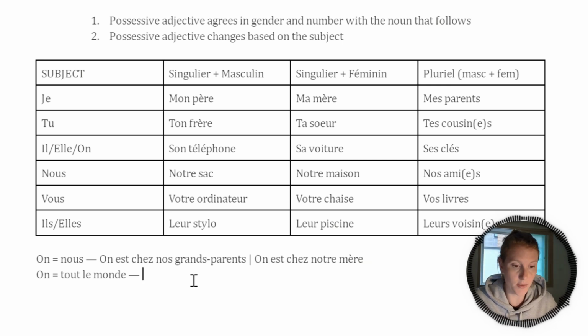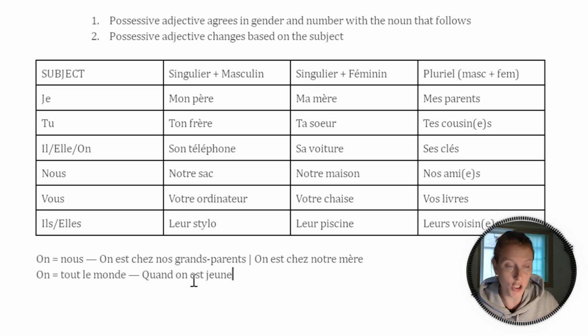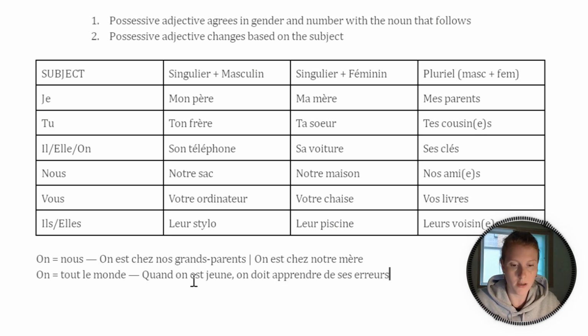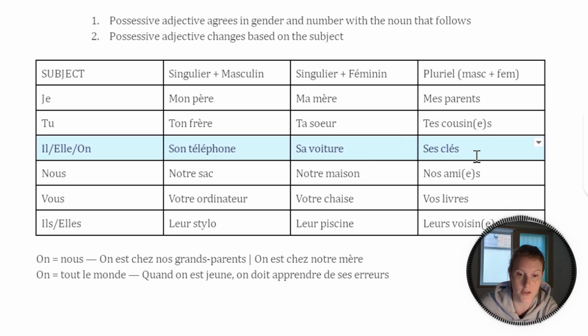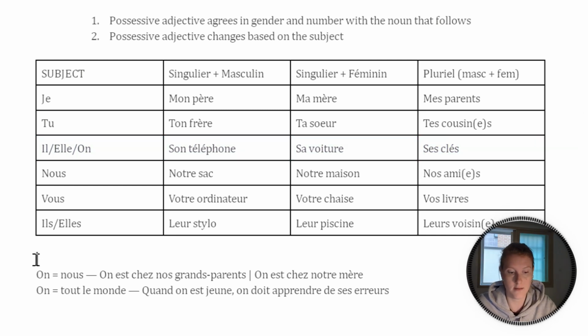If I'm taking an example in the sense of on meaning tout le monde, it could be like quand on est jeune, when we are young, or when one is young. On doit apprendre de ses erreurs. I'm making general statements here, right? So everybody should learn from their mistakes when they're young. That's the meaning. So you would go with the singular version. So that's attention number 1.